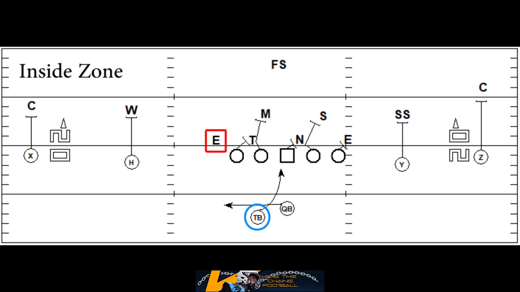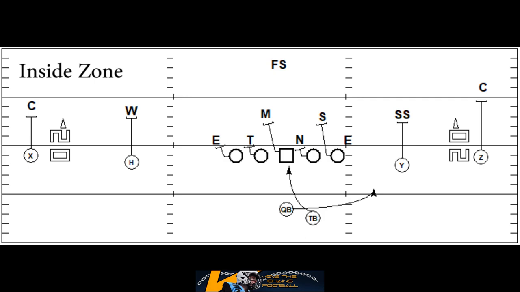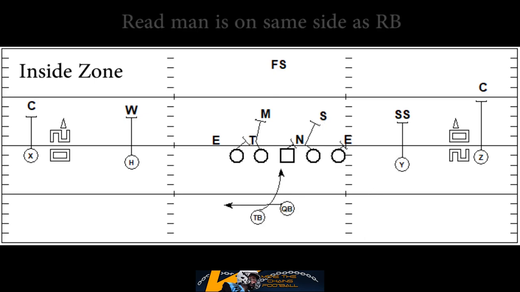The read man is also on the left, so the read man is on the same side as the running back. Now, if the offense is running inside zone left, then the O-line will be blocking to the left, and the running back would line up on the right, which means the read man is also on the right. So the left or right direction call is mainly for the O-line to know which way they're blocking, but it also tells the quarterback and running back where they need to go based off that blocking scheme. One thing to remember is that the read man will always be on the same side as the running back pre-snap.